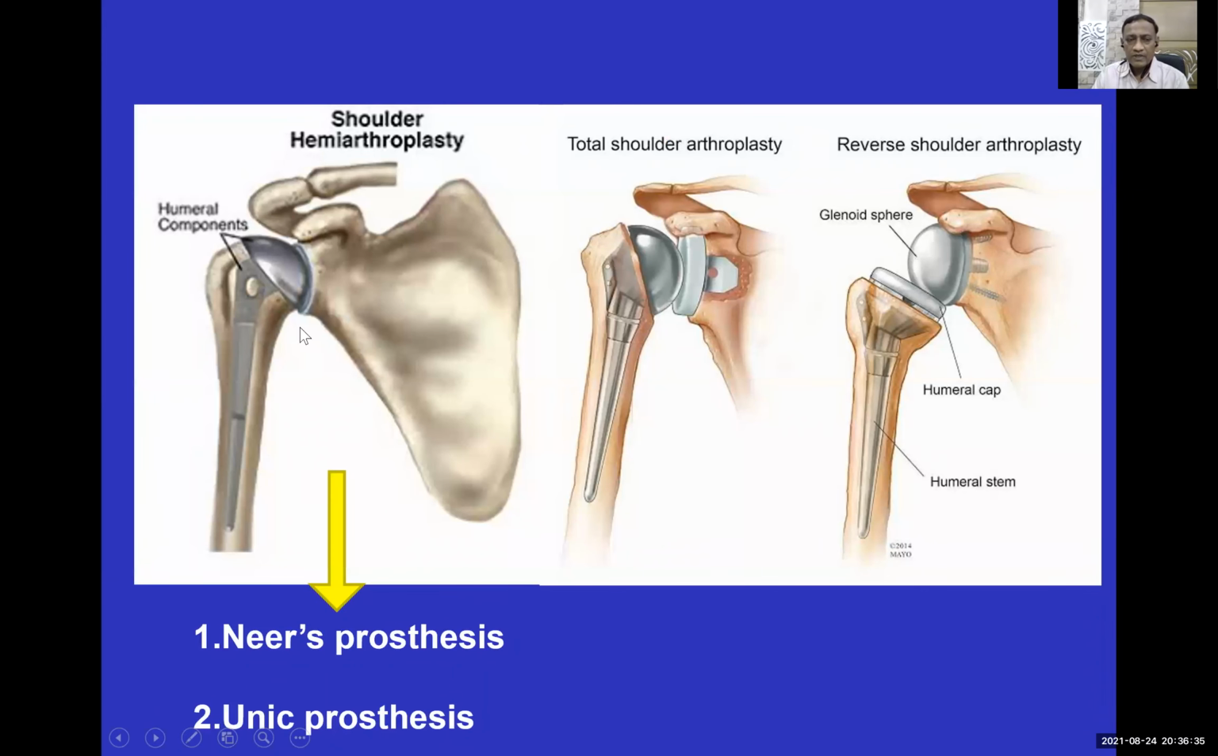They may ask you about the hemiarthroplasty. There's the Neer prosthesis, then the total shoulder arthroplasty, as well as the reverse shoulder arthroplasty.